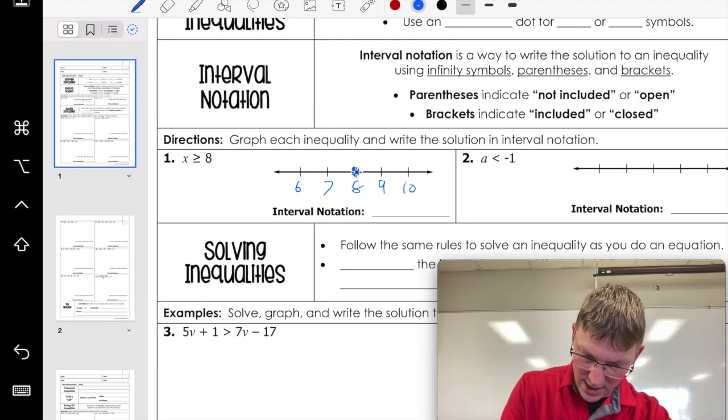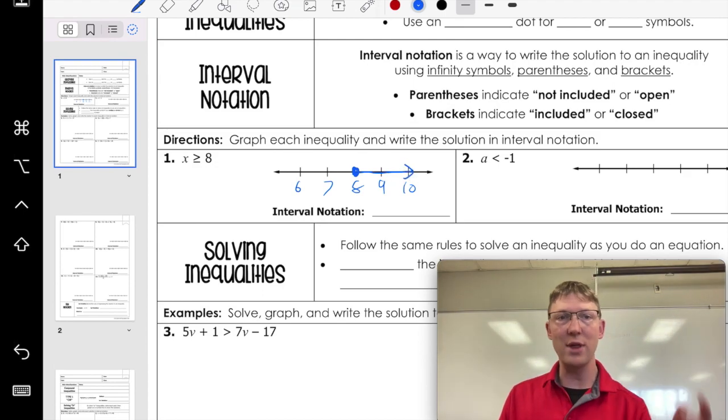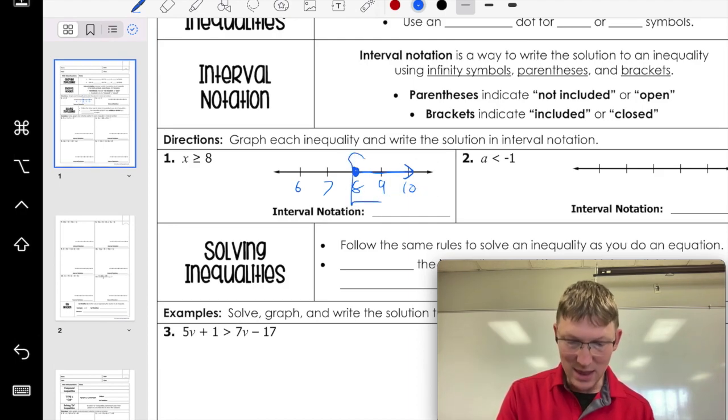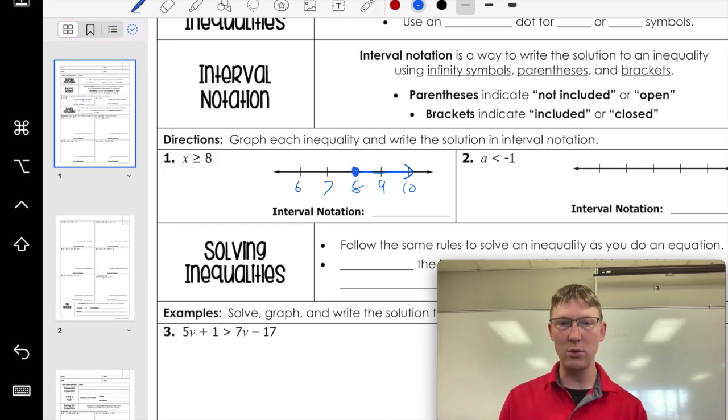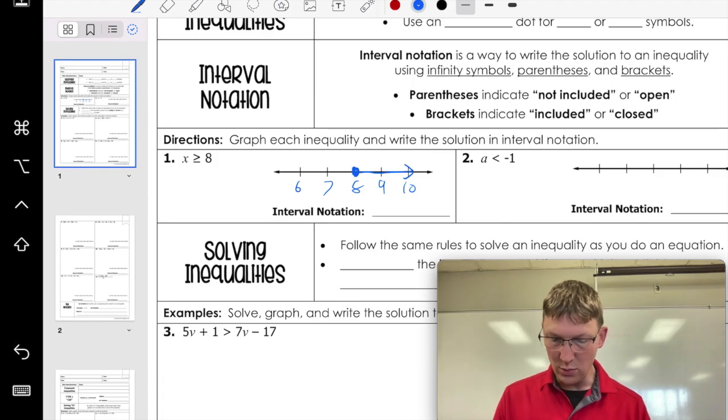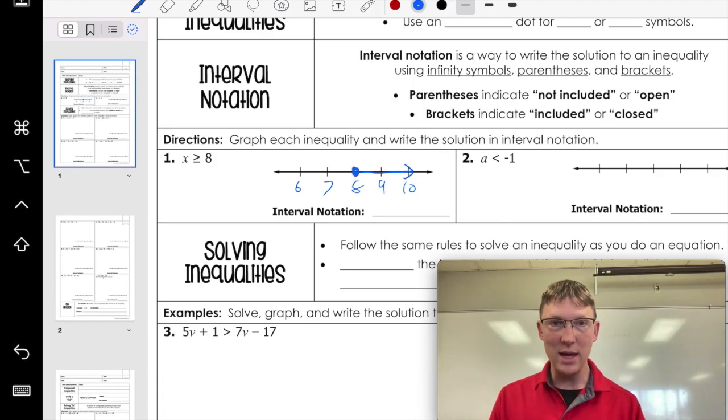It's a solid dot, and an arrow goes for that. So that represents all of these values. That includes 8, so we represent that with a solid dot. And then we'll come back to that. Without that equals, that means that we don't include that value.